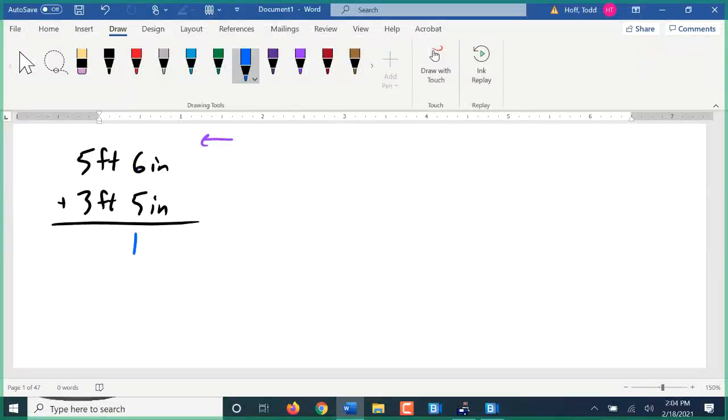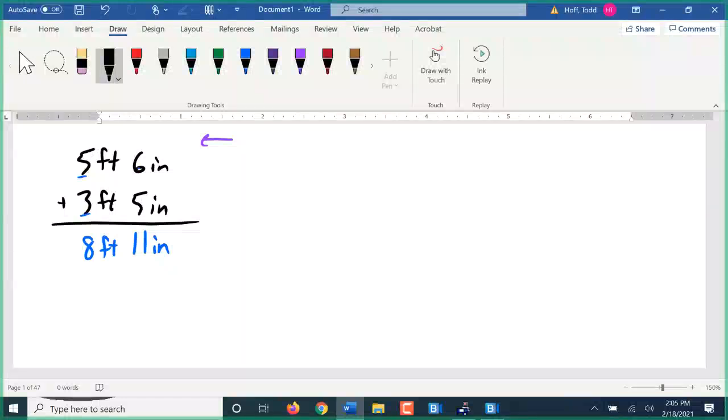6 inches plus 5 inches is 11 inches. Now you might pause for a second there, but you realize we don't need to carry because that's not quite a foot. It has to be 12 inches or more before we have a foot. So we can leave that as 11 inches. 5 feet and 3 feet make 8 feet. So that result is 8 feet 11 inches.